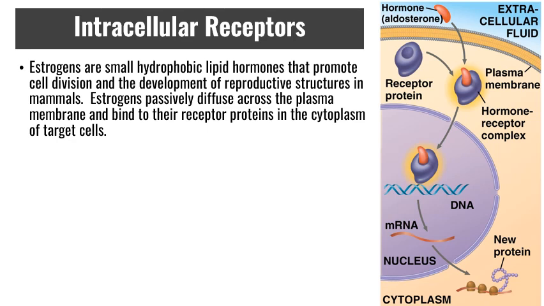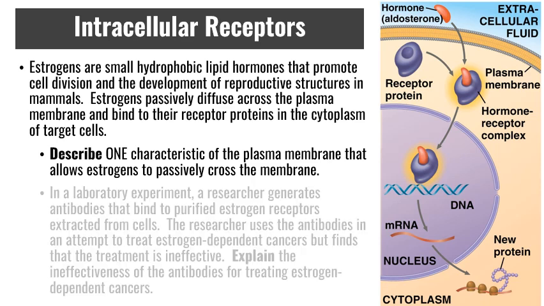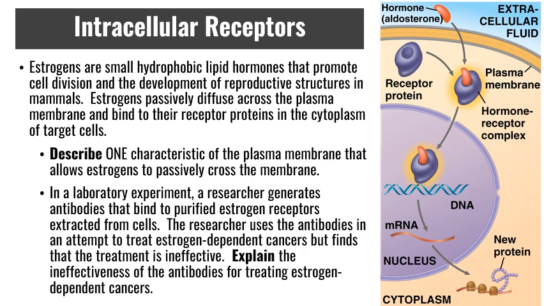Here's an example from an FRQ from a previous year. Estrogens are small hydrophobic lipid hormones that promote cell division and they passively diffuse. Describe one characteristic of the plasma membrane that allows estrogens to passively cross. They're lipid, so the lipid nature is not blocked. In a laboratory experiment, a researcher generates antibodies that bind to purified estrogen receptors extracted from cells. The researcher used the antibodies in an attempt to treat estrogen-dependent cancers, but finds that the treatment is ineffective. Explain the ineffectiveness. The hormone functions internally.